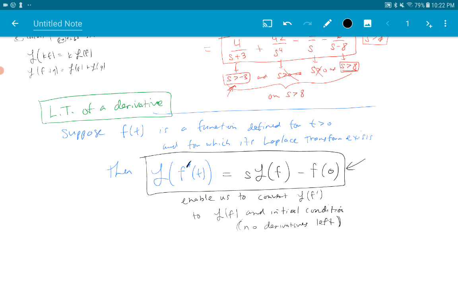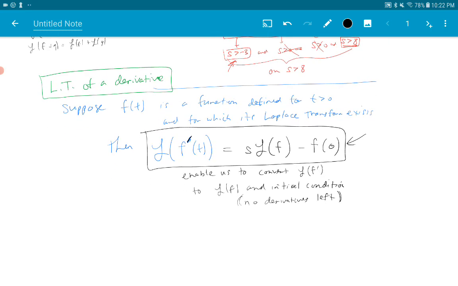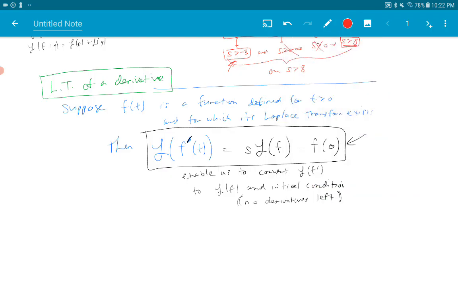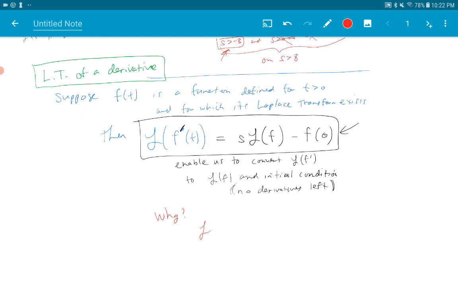So, if you're wondering why this is true, well, let's just check it. You're not going to have to derive this, by the way, in a test or anything. You can just use this formula, but you might want to know why it is true. Well, let's try it. The Laplace transform of f prime is the integral from 0 to infinity. This is just the definition, right? 0 to infinity of e to the negative st times f prime of t dt.